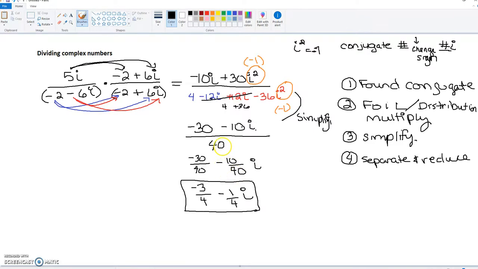And of course you would do the same thing if you had two binomials on top. So let's say you had a 2 plus 5i on the top. You would FOIL the top and then simplify and reduce from there.